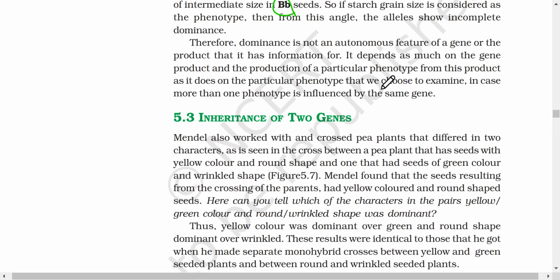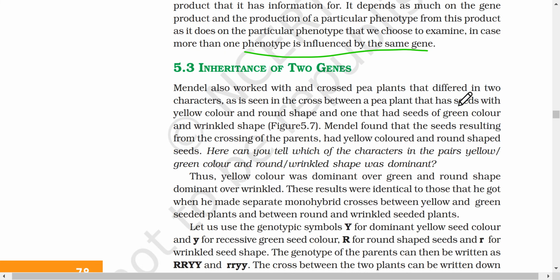Therefore dominance is not an autonomous feature of a gene or the product that it has information for. It depends as much on the gene product and the production of a particular phenotype from this product as it does on the particular phenotype that we choose to examine. In case more than one phenotype is influenced by the same gene, it happens many a times a single gene would control many different phenotypes.